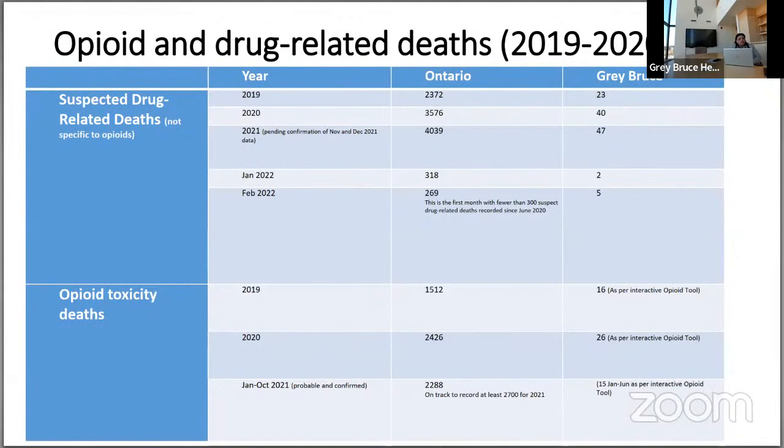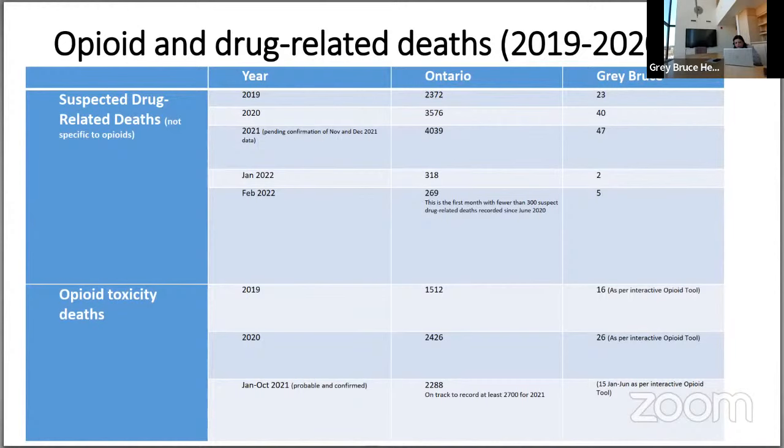So this slide might be really small, but if you can try to increase it. It shows the data for 2019, 2020, and part of 2021 and 2022. This is data from the coroner and from Public Health Ontario, PHO, related to suspected drug-related deaths and opioid toxicity deaths. We can see the comparison between Ontario and Grey Bruce for 2019, 2020, and then 2021. There is a steady increase overall. The comparison in counts, of course, is higher in Ontario than in Grey Bruce.